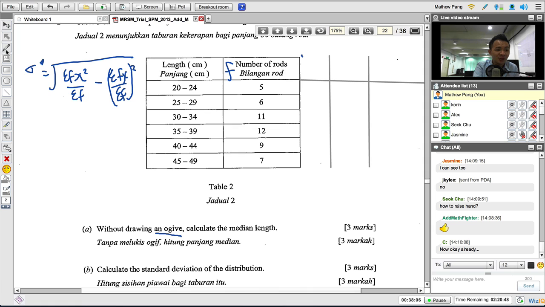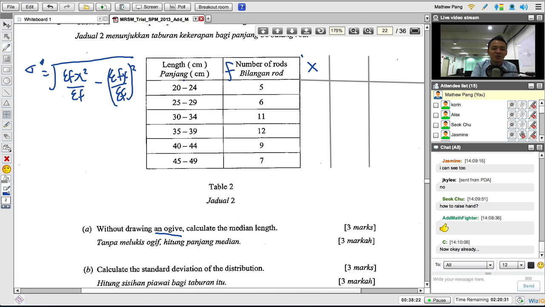Yeah, I hope this one should be enough space for me. Alright, so you got f ready. What you need to do now is find your x. What is x? X is actually the midpoint. Midpoint is very easy. If you want to find the midpoint, you just take the lower limit plus the upper limit divided by 2.